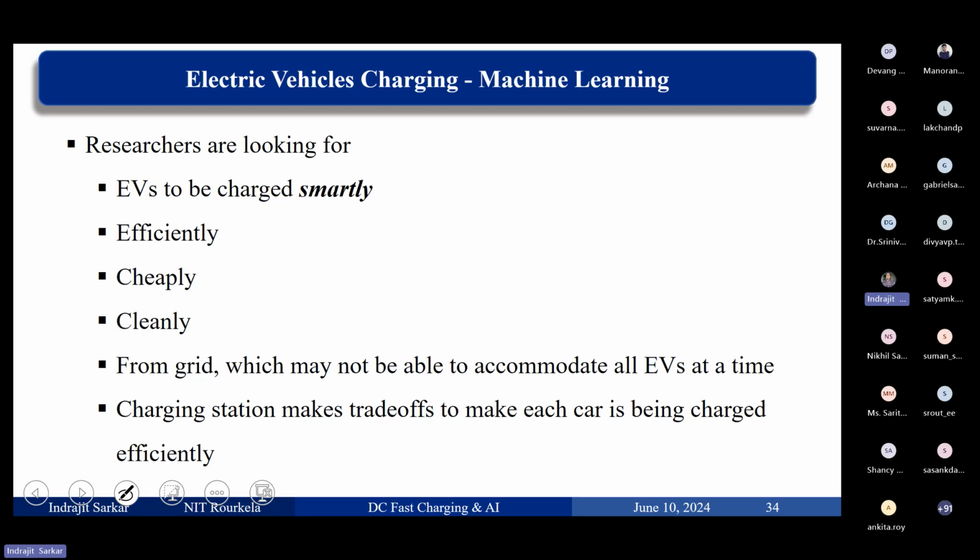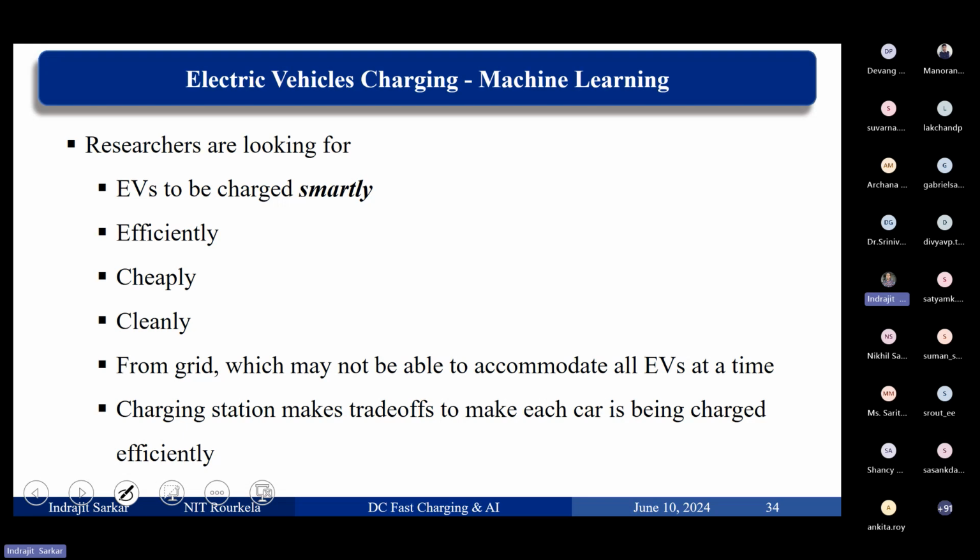Let's say you have a nearest EV charging station, but if you go there... let's say you are an EV owner, you are at a certain location.